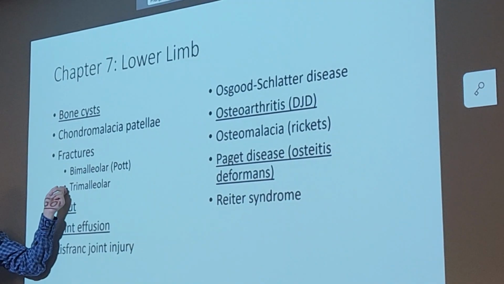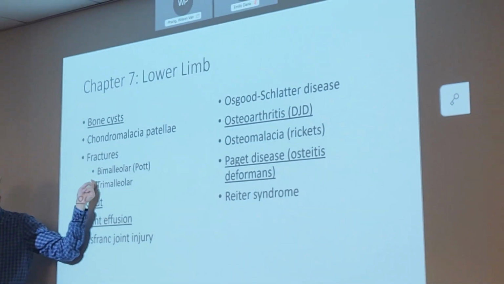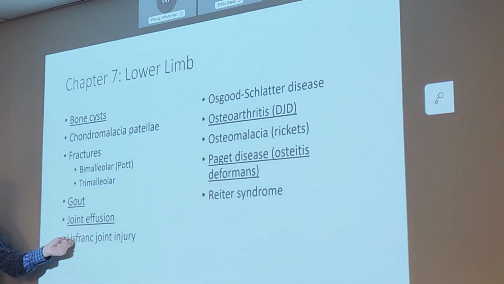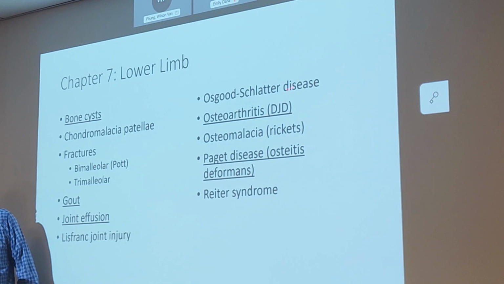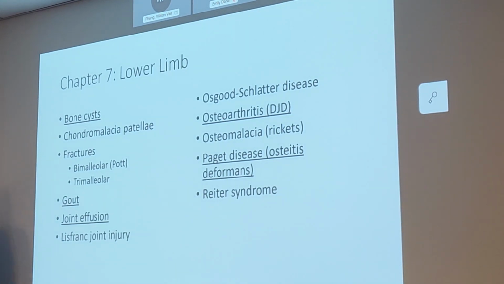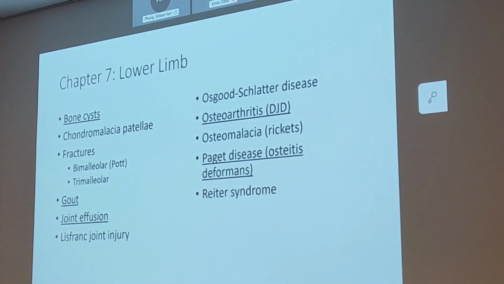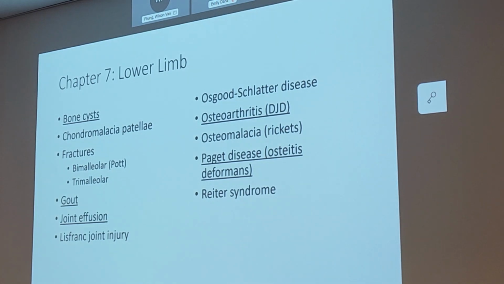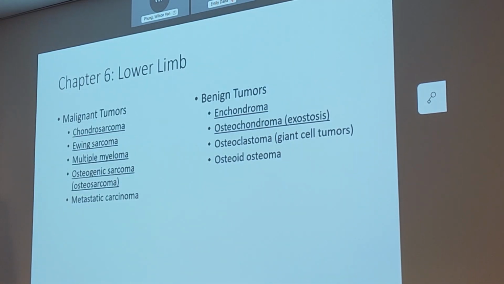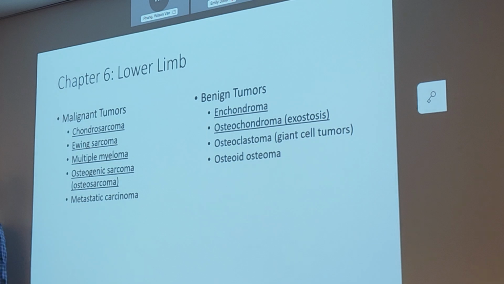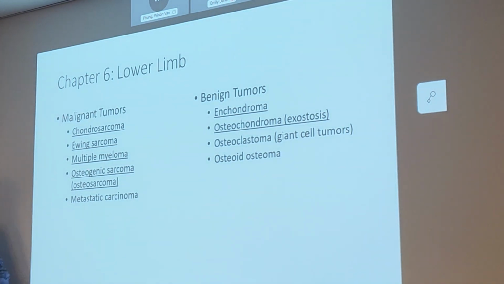So we do have some new fractures: bimalleolar, trimalleolar. We have a sprained joint injury for the foot, Schlatter, osteomalacia, right? Those are kind of our new ones. Everything else we've already sort of seen. As far as tumors go, a lot of these are the same as well. I did throw in metastatic carcinoma here.